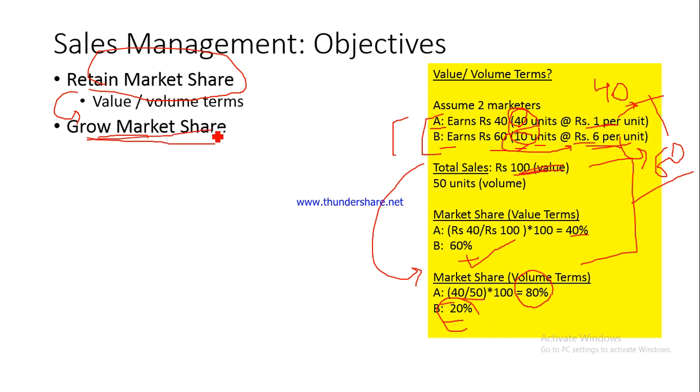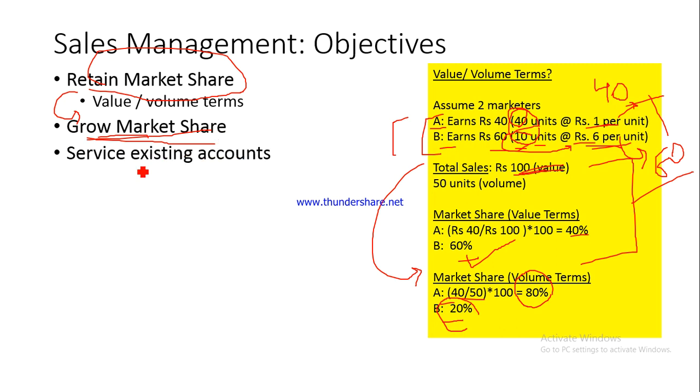Then growing the market share again is a very, very important aspect. You don't only have to retain the market share, you would always try to grow the market share also. So for example, if you are occupying a 13% share of the market, you would always want to take it to maybe 15% or 20%. So growing the market share is another objective of sales management.